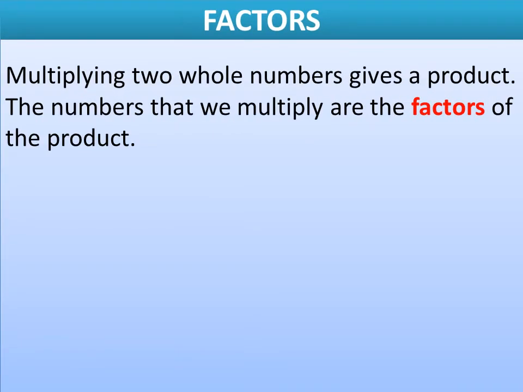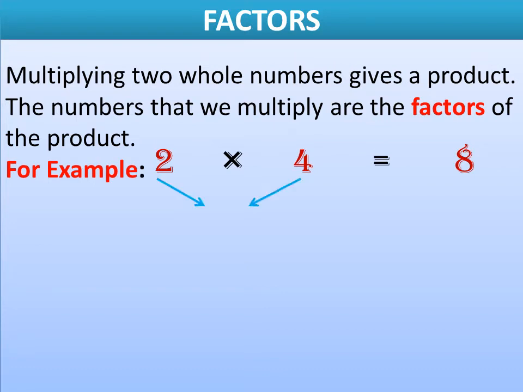Our next topic is factors. Multiplying two whole numbers gives a product. The numbers that we multiply are the factors of the product. For example, 2 multiplied by 4 is equal to 8. In this example, 2 and 4 are the factors of the product 8.